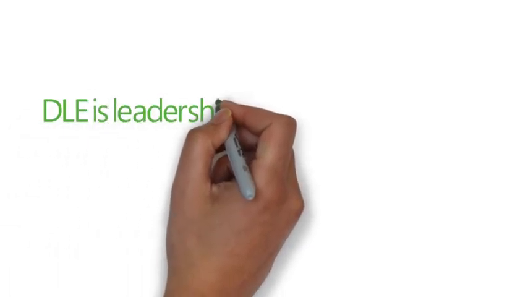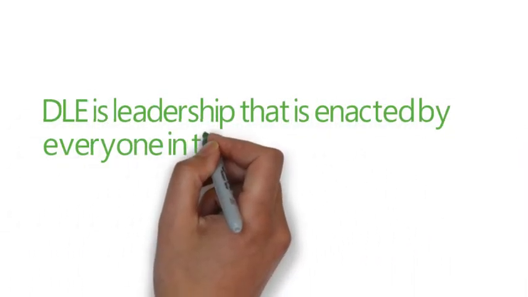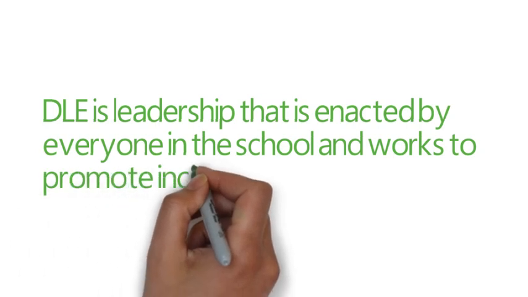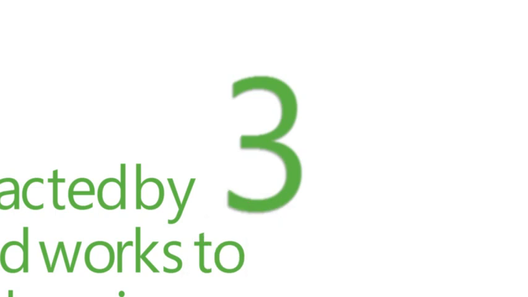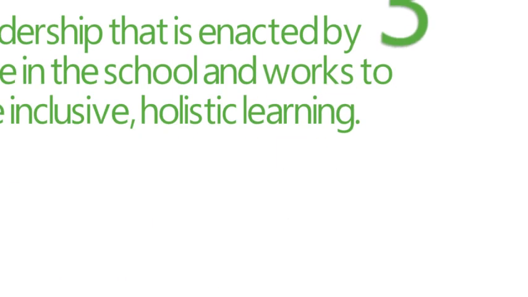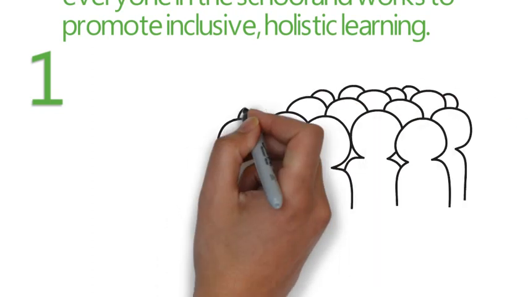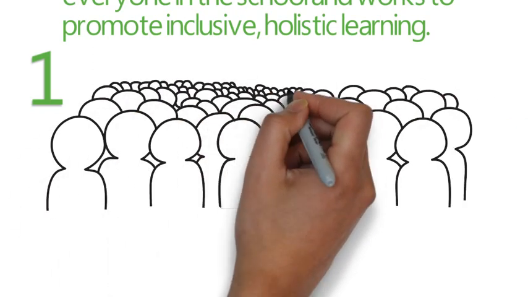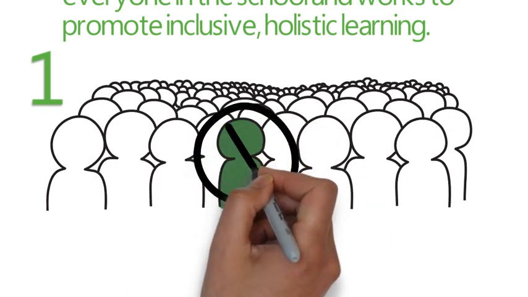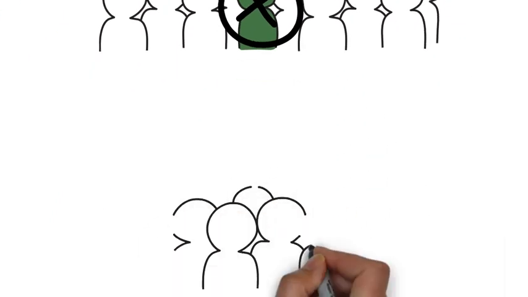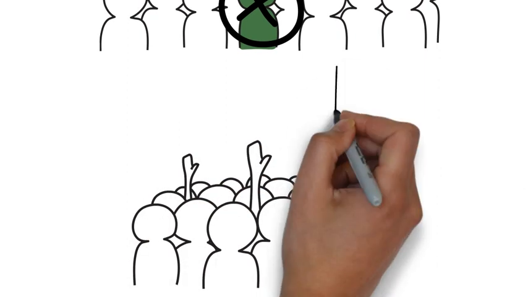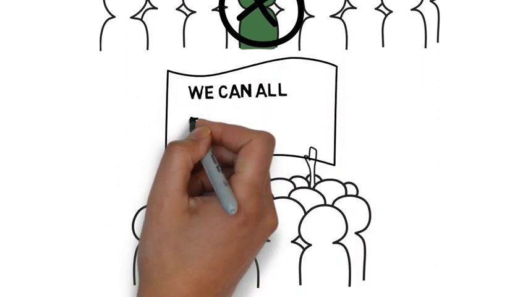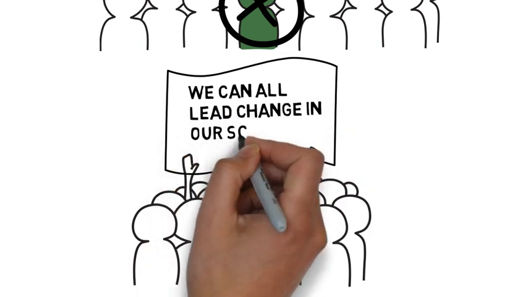DLE is leadership that is enacted by everyone in the school and works to promote inclusive, holistic learning. Three features are crucial to DLE. Firstly, it is not only senior school leaders such as head teachers and principals who exercise leadership. Everyone, students, teachers and support staff, is able to contribute to leadership and to take action that improves the work of the school.